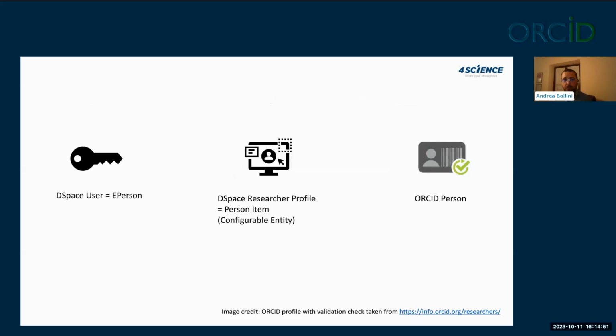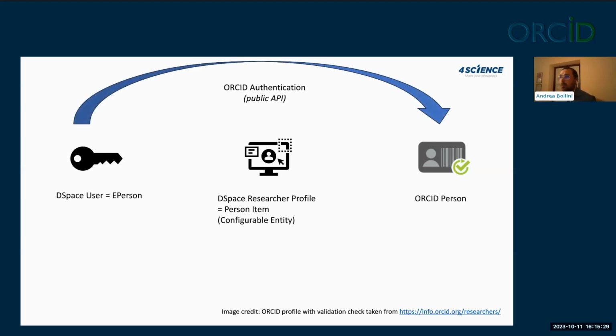How does this integration work technically? Technically speaking, there are three main concepts that you need to understand on the DSpace side. In DSpace, we have the DSpace user, named ePerson, and we have the DSpace researcher profile, which is a person item, a configurable entity, a new feature available in DSpace 7. These two things exist on the DSpace side. On the right side, you have the ORCID person, which is the ORCID profile on the ORCID registry.